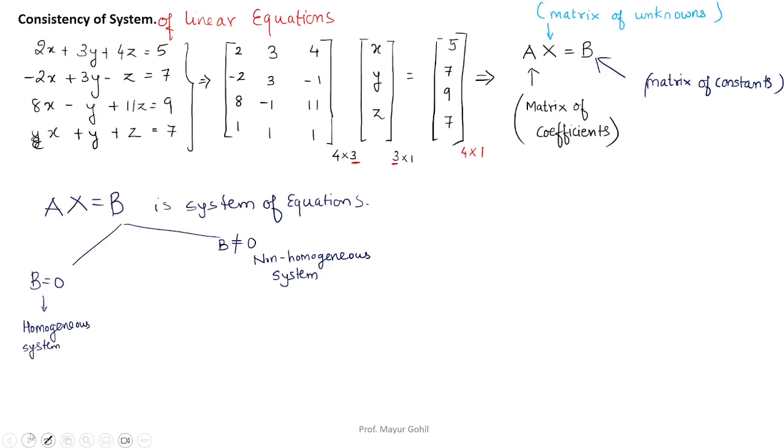Now there is something very important: a non-homogeneous system possesses a solution when the rank of A is equal to the rank of the augmented matrix AB. Okay, so if this is happening, it means the system is consistent.